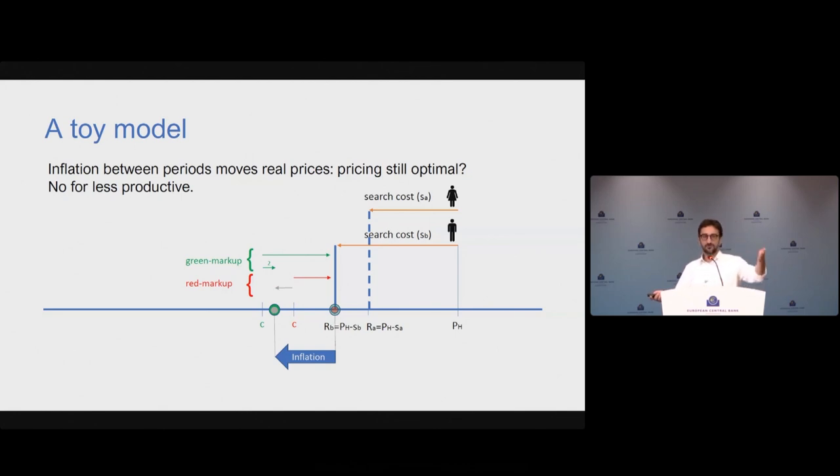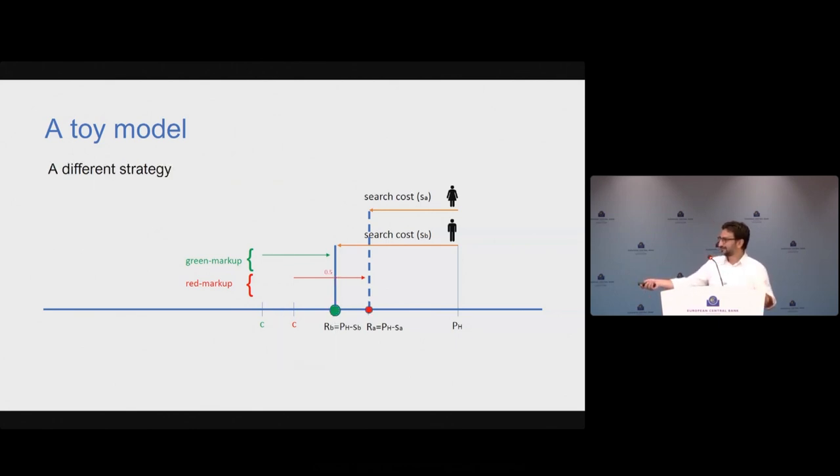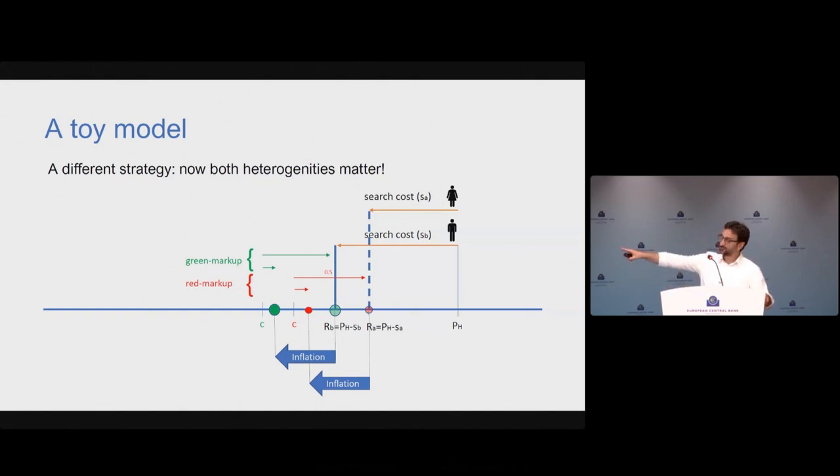So now the firm has to think again: what will be the optimal price in the first period? And actually the red one may now have an incentive to put a higher price, because inflation will then deteriorate the price, but it will still be able to attract one guy. And so you see, heterogeneity matters again and shows up in prices through inflation, okay?